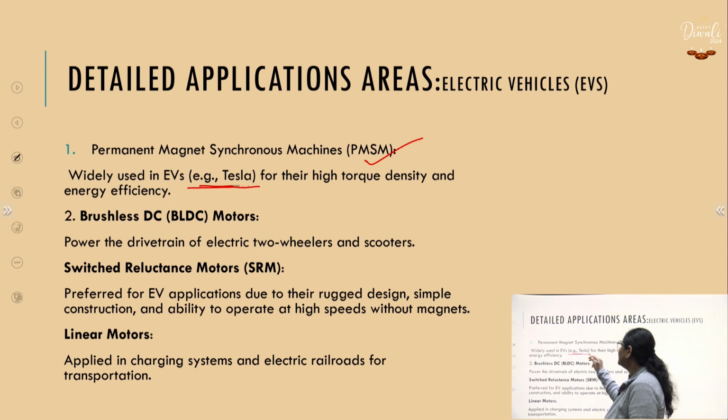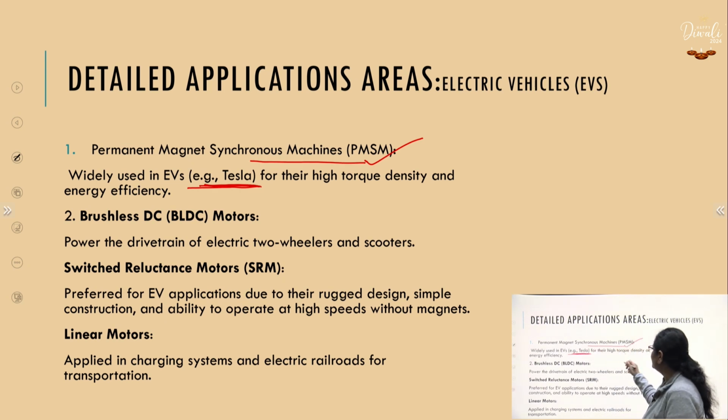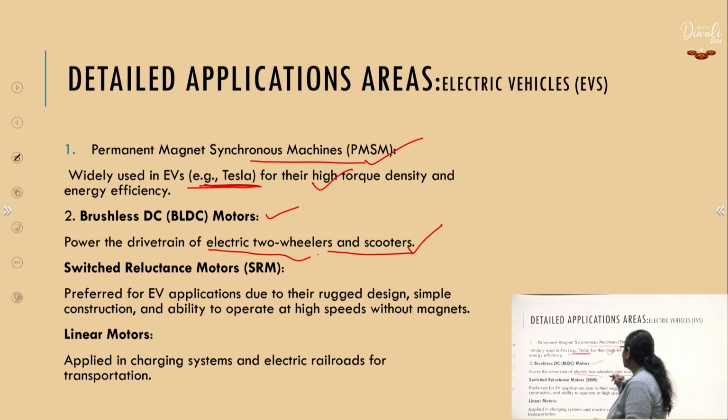In Tesla electric vehicles, PMSM motors are being used, and they are employed because they possess high torque density and high energy efficiency. Then we are having brushless DC motors, which power the drivetrain of electric two-wheelers and scooters as well as three-wheelers and four-wheelers, but the two-wheeler applications are dominated by BLDC motors.